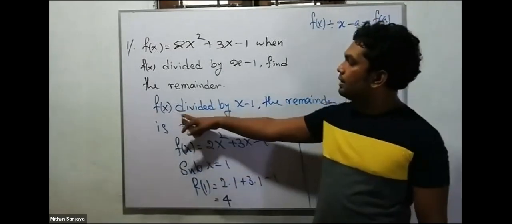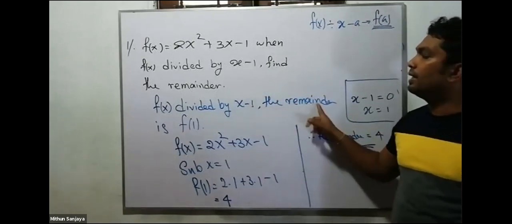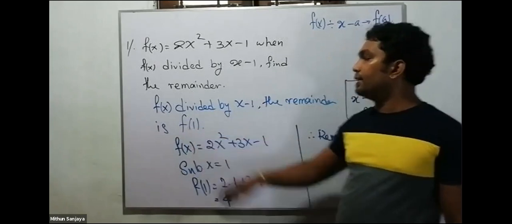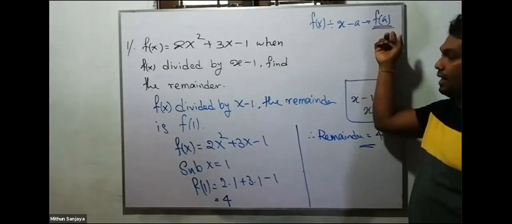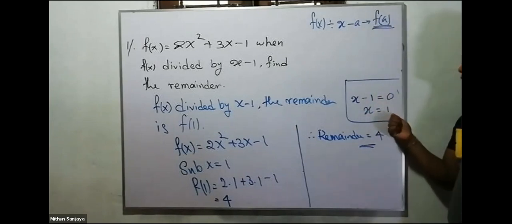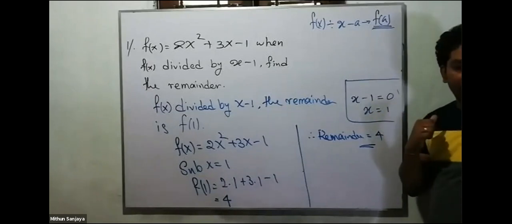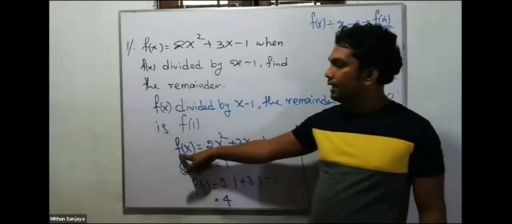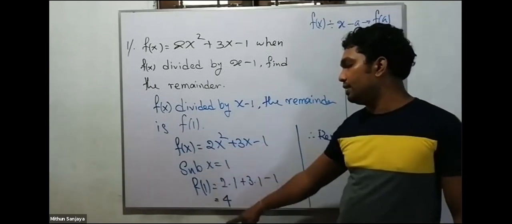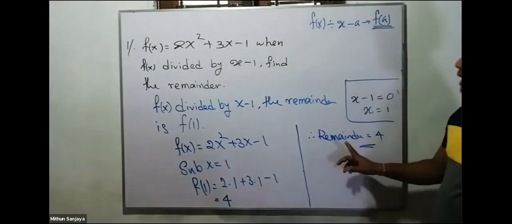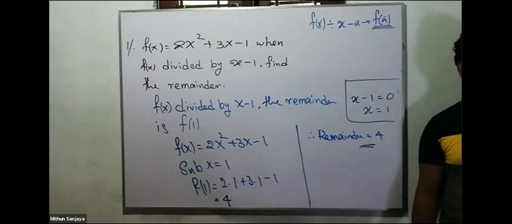However, we state the theorem, right? What is f(x) divided by x minus 1? The remainder is f(1), taken from the remainder theorem. It is like this, f(a). Then how do we identify the a? x minus 1 equal to 0, then x equals a, which is 1. Then we write the function and substitute the value for x, get the answer, and finally write what the remainder is. Okay, that is the thing.